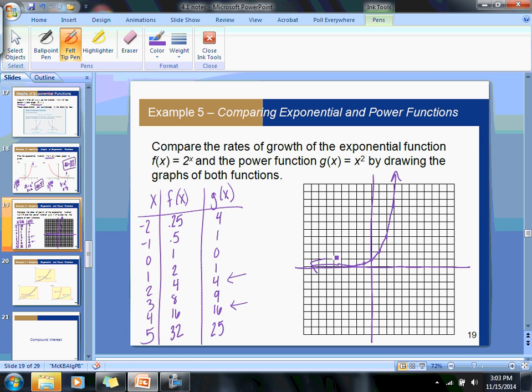And then my parabolic function, let's see: negative 2, 4; negative 1, 1; 0, 0; 1, 1; and 2, 4. So it's going to go through that same point. And it also has 3, 9. Okay, so just the way I've drawn it is a little off here, because the parabola is really going to stay a little bit wider than the other function.